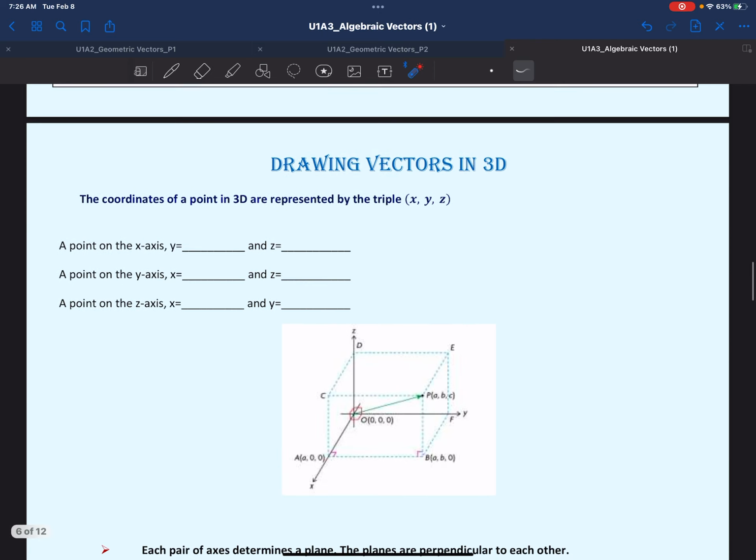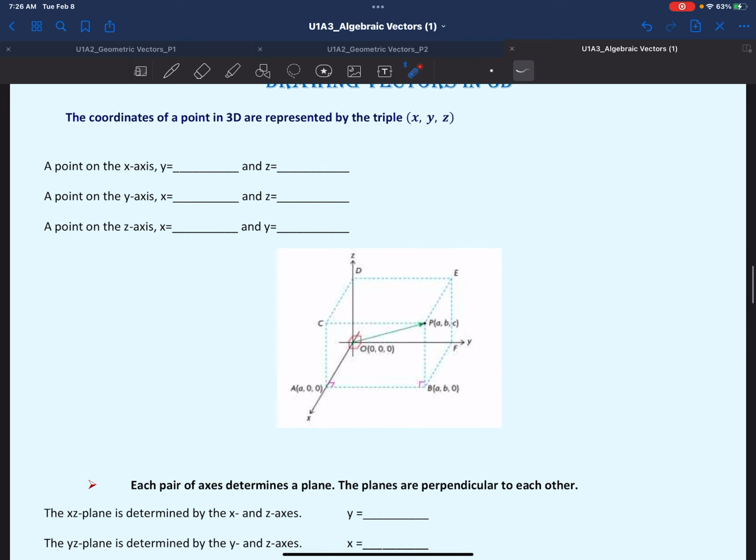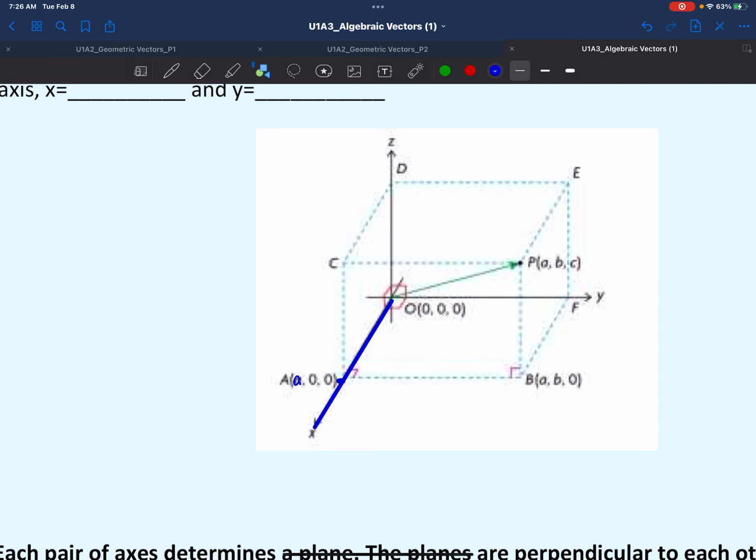Okay? So now how do we draw vectors in 3D? And this is going to be interesting. So the coordinates of a point in 3D are represented by a triple x, y, and z. So a point on the x-axis, remember that here is the x-axis. So any point on the x-axis will have some x-coordinate, which in this case we've indicated it by some letter A, and the y and the z will be 0.